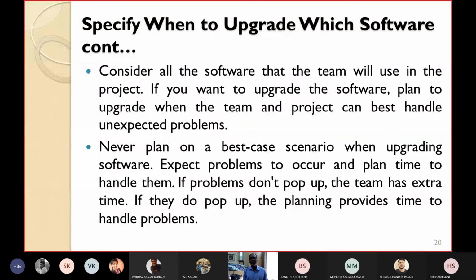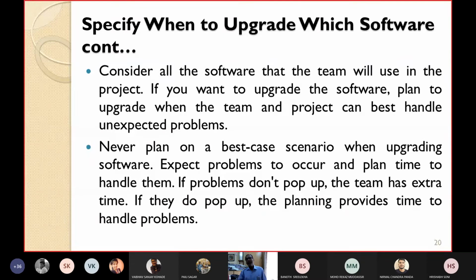So now let us consider all the software that the team will use in the project. As a project manager, if you want to upgrade the software, what do you have to do? Plan to upgrade when the team and project can best handle unexpected problems. You have to plan accordingly.